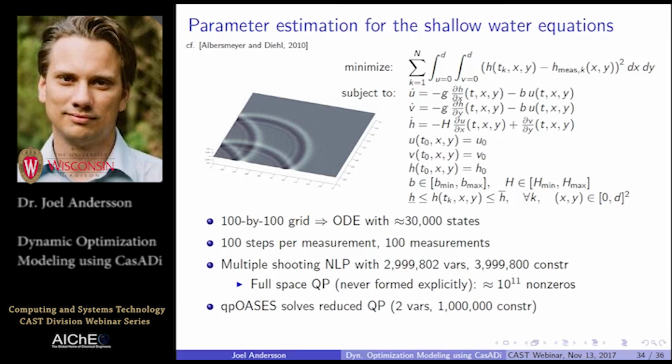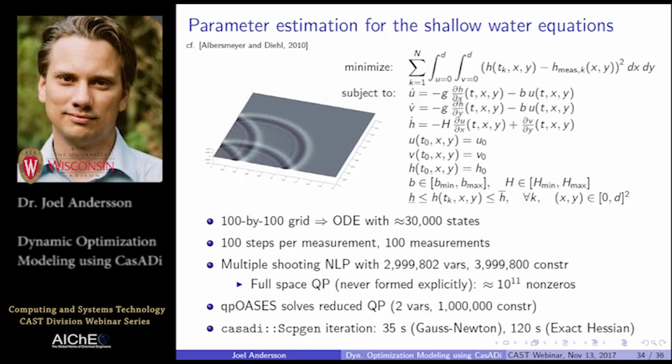We can project this down to a smaller QP while getting the convergence of the full space problem. And in this case, we only have 2 free variables, our 2 parameters that we try to estimate. So we end up with a reduced space QP with only 2 variables and about 1 million constraints corresponding to bounds on our height.